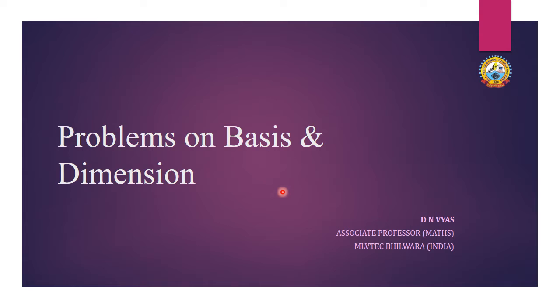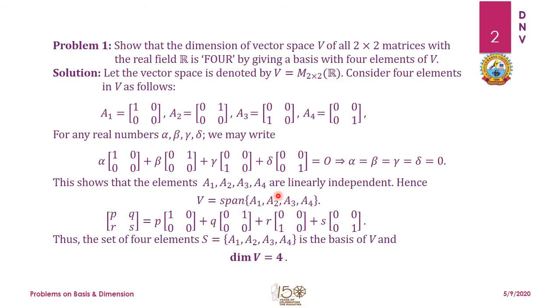In this screencast, we are taking some problems based on basis and dimension of vector space and vector subspaces. So this is the first problem we are going to take for the matrices of 2 cross 2 order. So the first problem states that the dimension of vector space V of all 2 cross 2 matrices with the real field R is 4, by giving a basis with 4 elements of V.